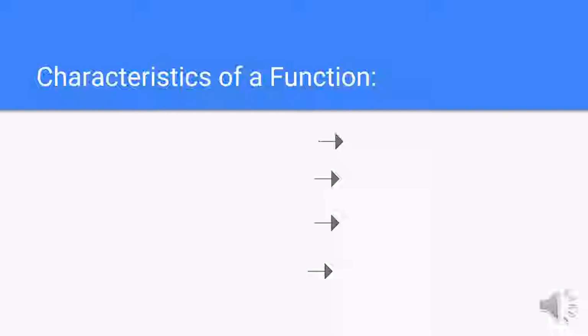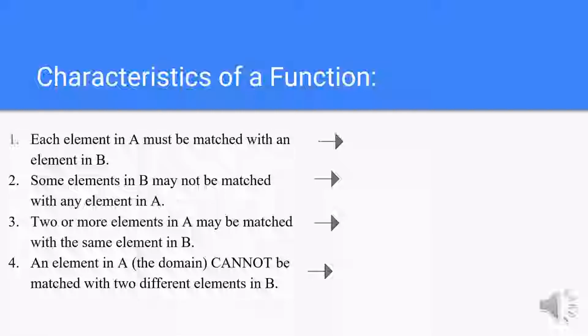There are four characteristics of a function, and these are the formal definitions. Number one says each element in A, which we call our domain, must be matched with an element in B. Number two says some elements in B, which is our range, may be matched with an element in A. Three says two or more elements in A may be matched with the same element in B. And lastly, number four says an element in A cannot be matched with two different elements in B.